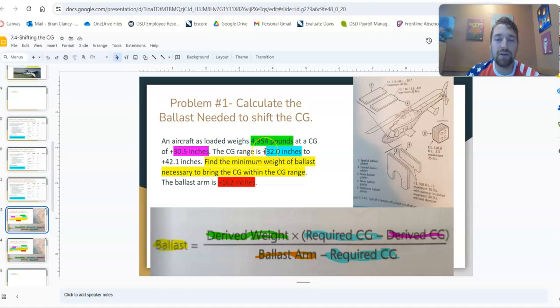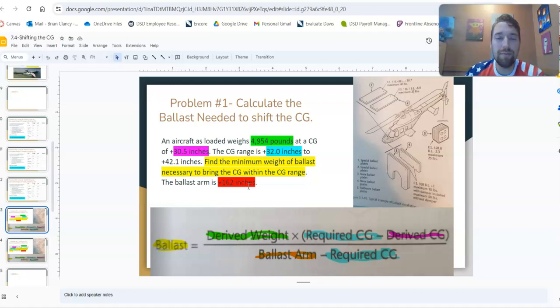However, since the range has to be between 32 and 42.1, we need to change the center of gravity and shift it so that it hits the required CG, which is 32.0 inches in this case, because you want to do the minimum. 30.5 is closer to 32 than it is to 42.1, so you're going to want to go to that minimum distance. So you have that required CG, you have the CG you actually have, and your job is to find the minimum weight of ballast necessary to bring the CG within that CG range, to get it to 32, and you have a ballast arm of 162.